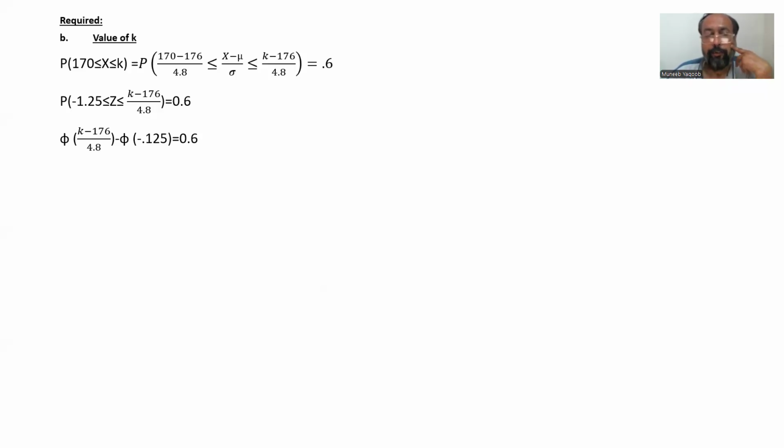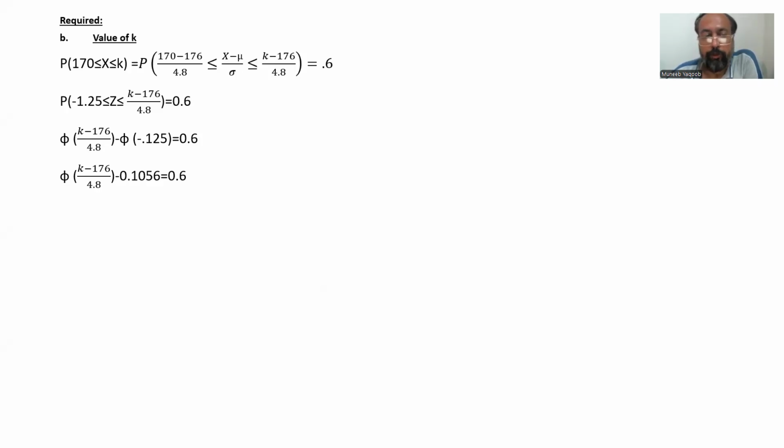Now, since phi of 1.25 we calculated in the A part as 0.8944, phi of minus 1.25 is basically 1 minus phi of 1.25. So if we subtract 0.8944 from 1, we get 0.1056. Hence we are left with phi of (k minus 176 upon 4.8) minus 0.1056 equals 0.6.